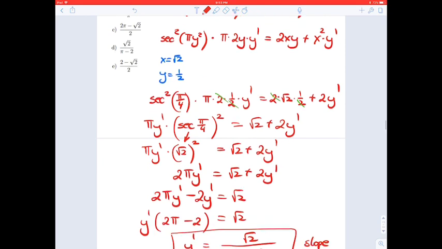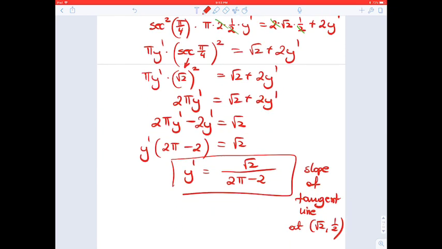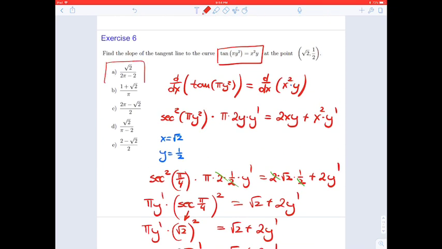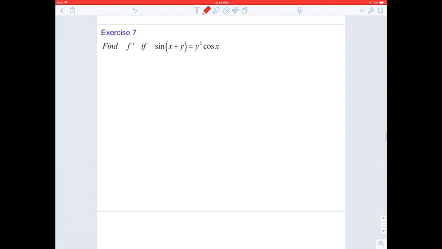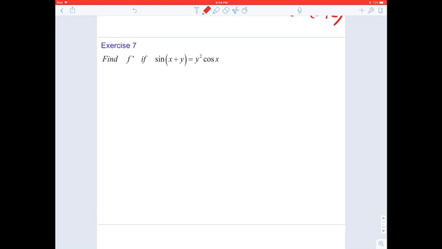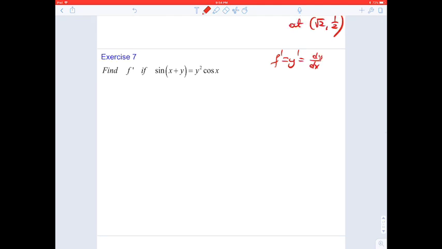Let's see if we have the option. Square root of 2 over 2 pi minus 2. That's my option. Exercise number 7. Find y prime, f prime, if the equation is sine of x plus y equals y squared times cosine of x. Okay, that's what we're looking for, of course, f prime means y prime or dy dx.